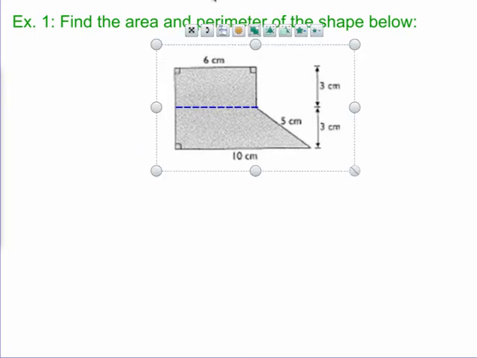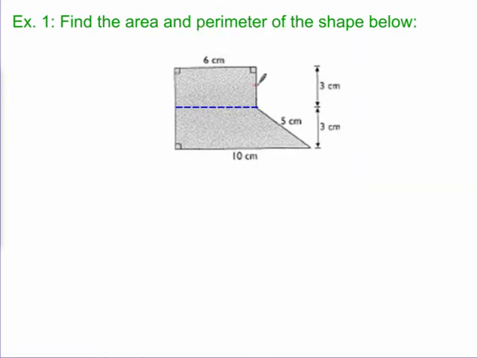Let's start with the perimeter. So for the perimeter, I've got two sides that I don't know the lengths of. But I kind of do know the lengths. It tells me from here to here is 3. So I know this is 3. It also tells me from here to here is 3. So from the top to the bottom here is 3 plus 3, which is 6. Because I've got 3 here, it's 6.